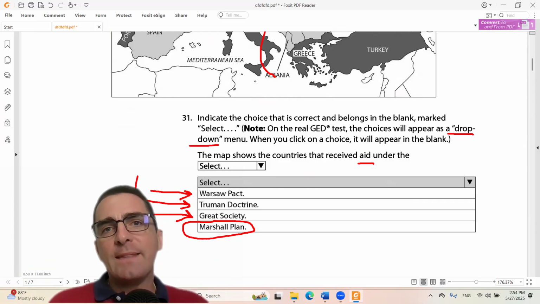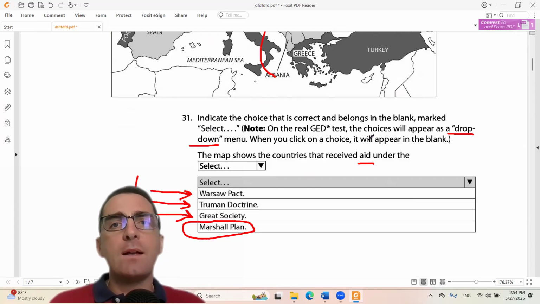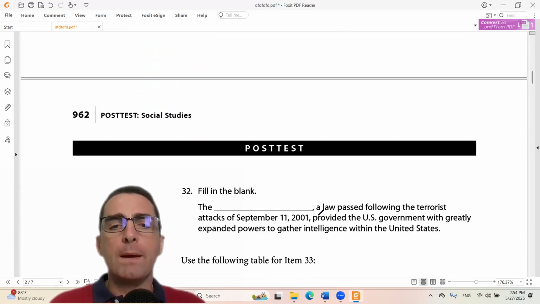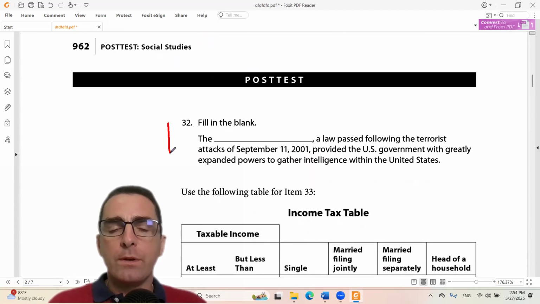Don't just take the answer and go, that's great. Look at the wrong answers, research the wrong answers, and find out what these key terms mean as well. Okay? That's the key to success in this test. So let's move on from the Marshall Plan. And we will go to number 32 here.